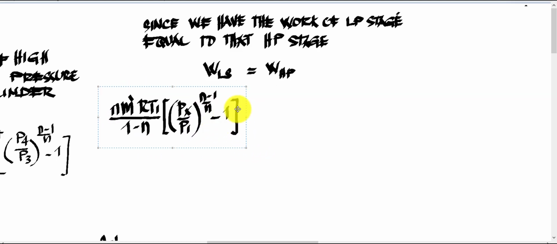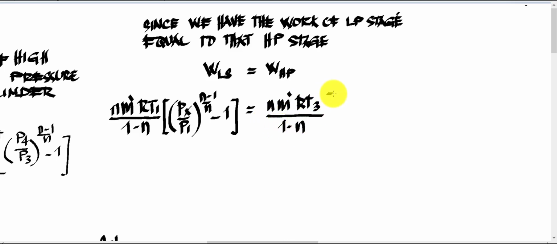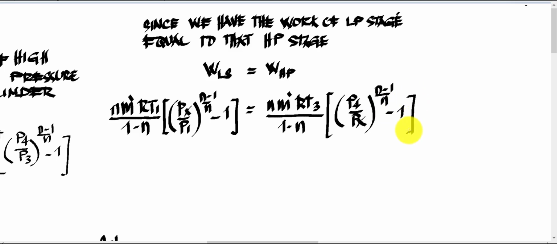So I'm gonna move this one here. Then this is now equal to the work at the high stage compressor. So we have again the mass flow rate, we have your R and P3 divided by your 1 minus N, and it will be multiplied by your P4 over your Px, which is raised to N minus 1 over N. This is 1 also.